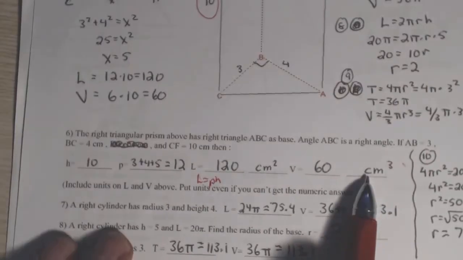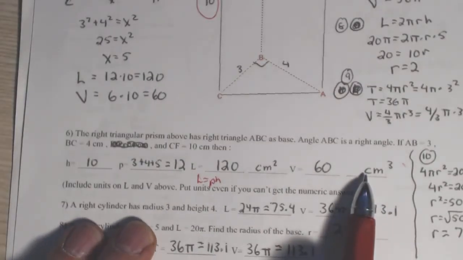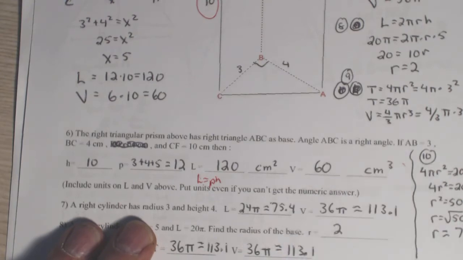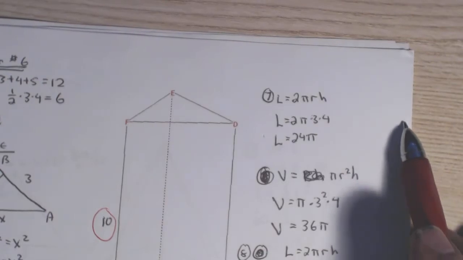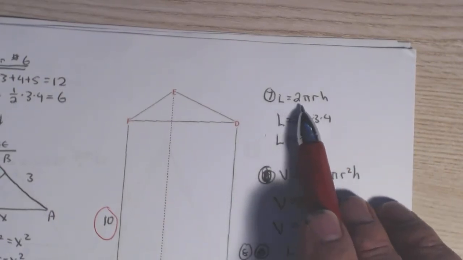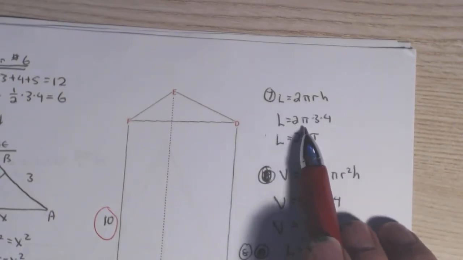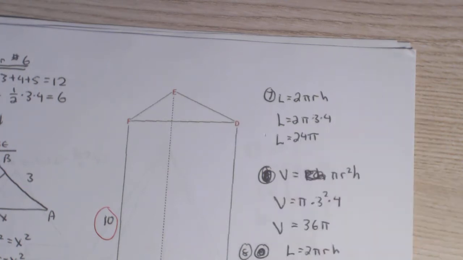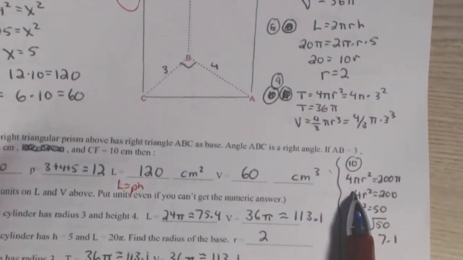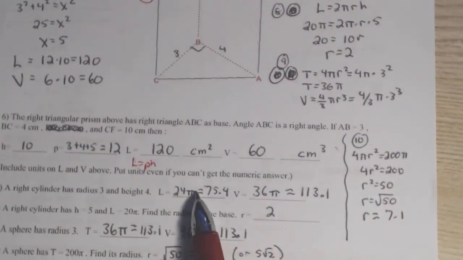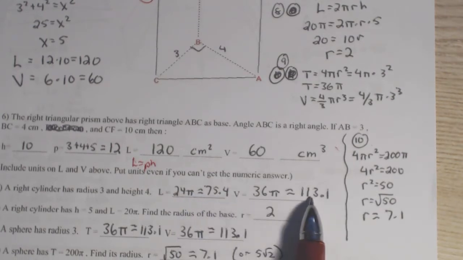On problem number 7, we have a right cylinder, and we know the radius and the height. Well, those are the only two things that are in the formulas for right cylinders. So this is just a plug-in problem. The lateral area is 2 pi RH, so it's 2 pi times 3 times 4, which is 24 pi. And the volume is pi r squared h. So that is pi times 3 squared times 4, or 36 pi. Down here in the solutions, I've given it both with pi in it and then also as a decimal. Either way would be fine.